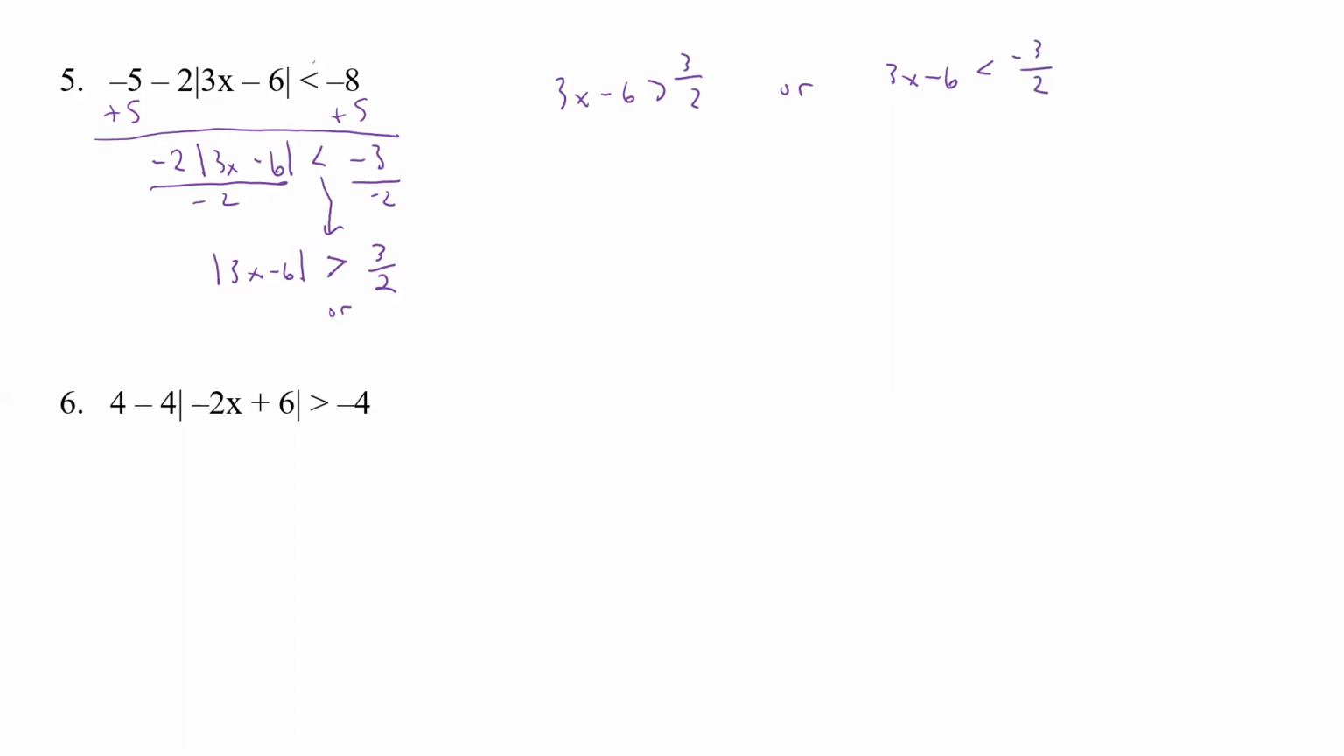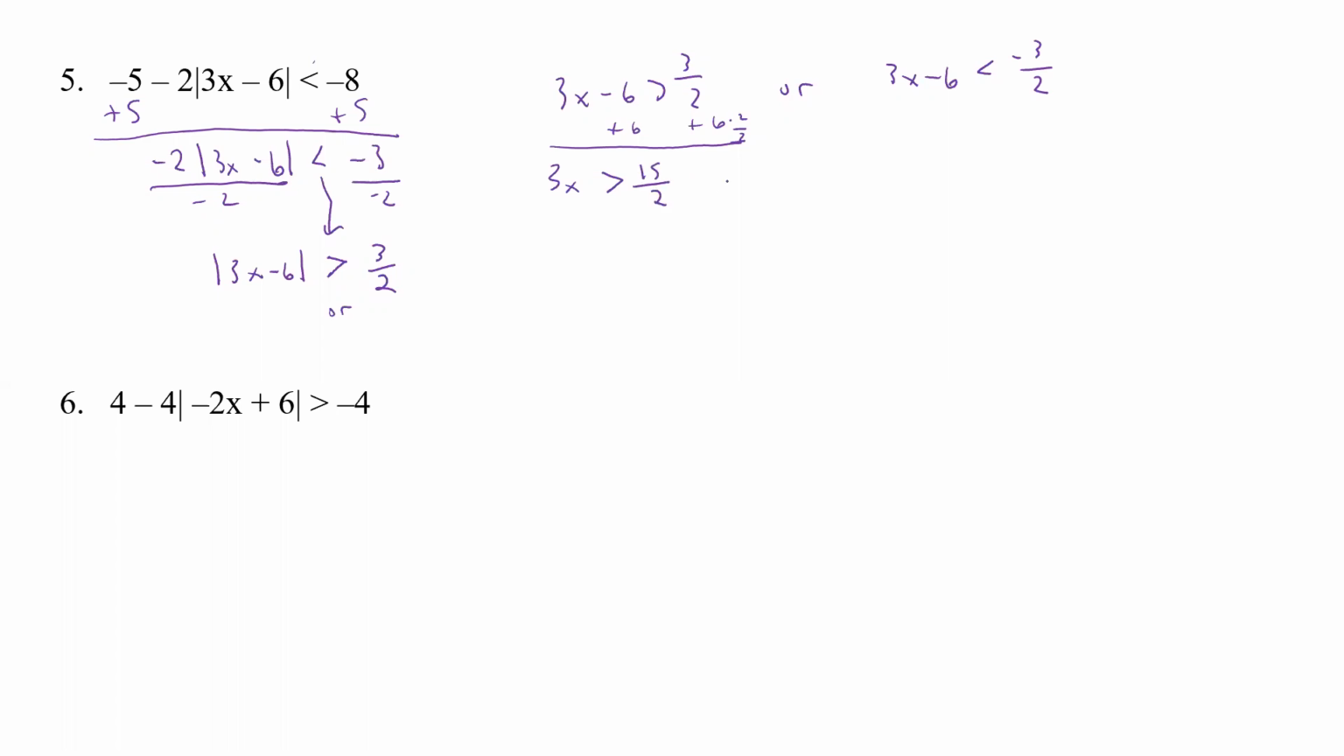Okay. All right, so we have to simplify this one. And when we do that, we'll add 6 to both sides. So we have 3x is going to be greater than. Now 6 has to have the common denominator of 2, so we need to multiply by 2/2. So that's going to be 12 plus 3 is 15 divided by 2.